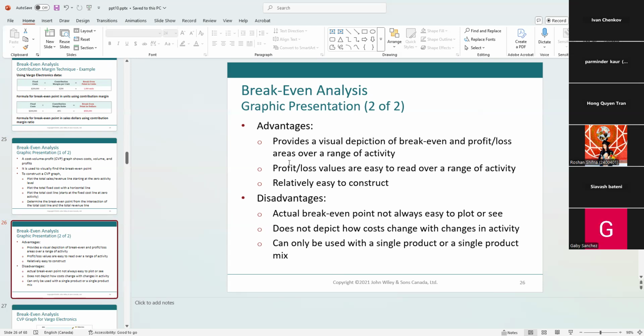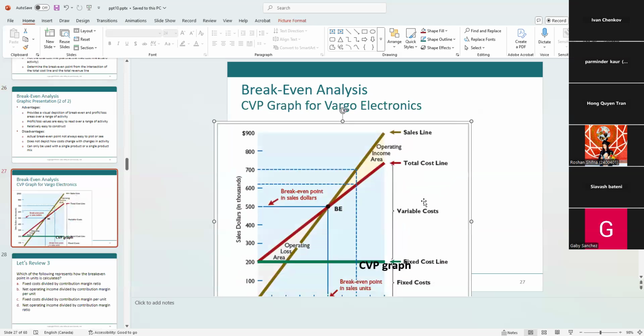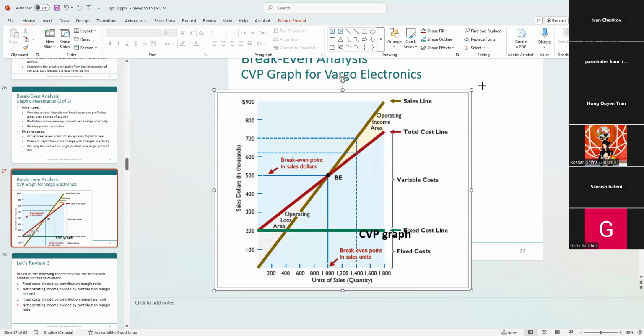Now, what's the disadvantage? The actual break-even point is not always on the plot to see. Sometimes the break-even point can be way out of the chart. Also, it doesn't capture how the cost is going to change if we change the activity level. And the other thing is it can only be used for a single product. If we have more than one product, that's not going to work. So let's see the graph. Now I'm going to make it bigger so you can see it better.